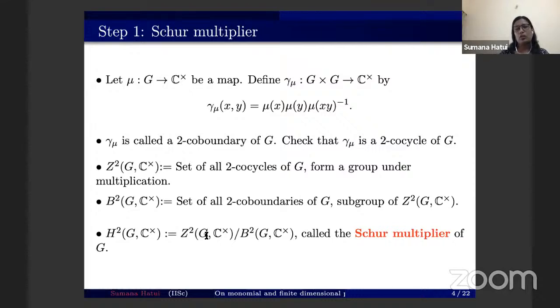I have already defined two co-cycles as maps from G cross G to C star satisfying a certain condition. These form a group under element-wise multiplication. Then B2(G, C*) is the set of all two co-boundaries of G, which are a special type of co-cycle. If you have a map mu, you can define gamma mu by mu(x) mu(y) mu(xy) inverse, and you can check this is also a co-cycle. These special co-cycles are called two co-boundaries of G, and then you can form this coset. This is called the Schur multiplier of G.